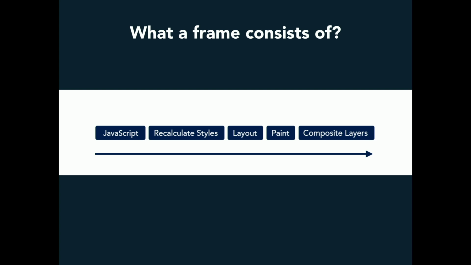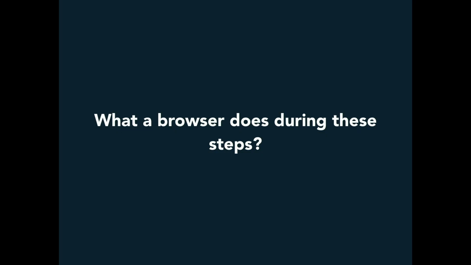You can't have, for example, layout before JavaScript, because then you need to re-render the frame. So these steps always need to be happening one after another. But this doesn't really tell us much, right? So let's go quickly through what the browser is really doing during these steps, what is happening under the hood of each of the steps. Of course, we're going to take a bit simplified approach.